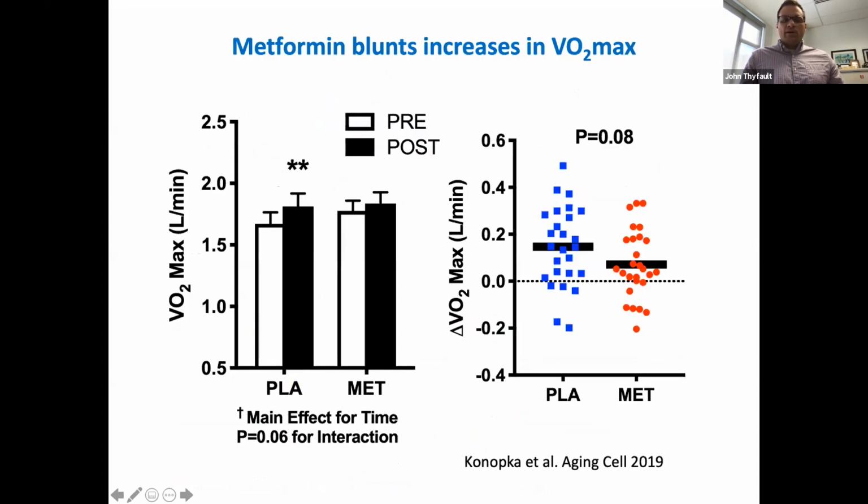And basically what Dr. Miller did was show the exact same thing we saw with statins: individuals participating in an exercise intervention, if they were on the placebo, had a normalized improvement in VO2 max, but if they were on metformin, the response was abrogated.